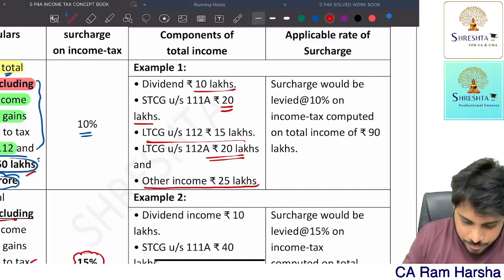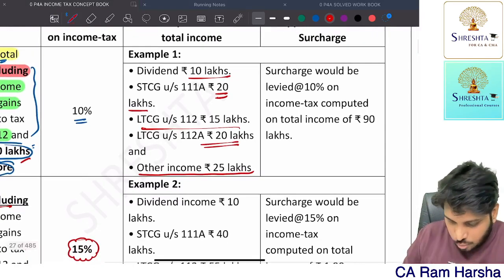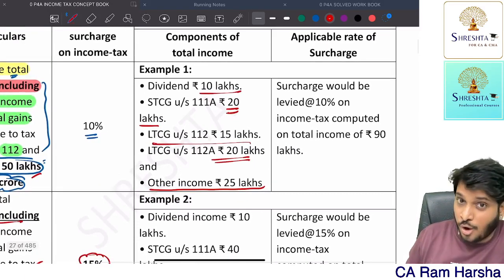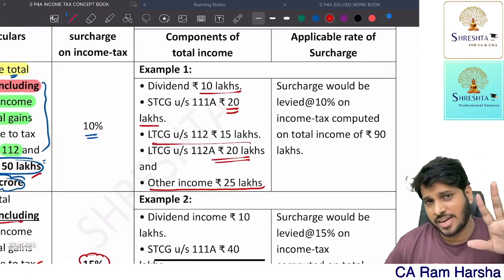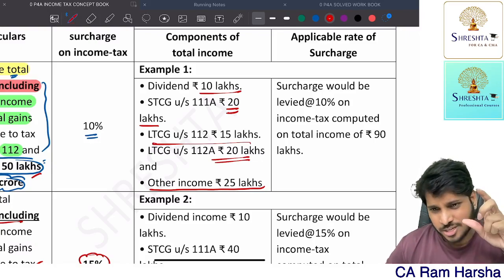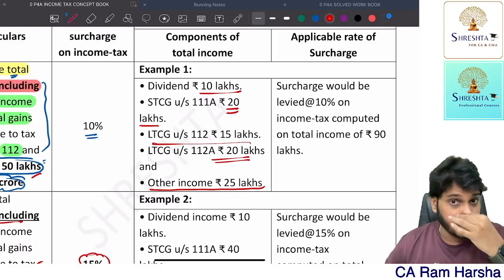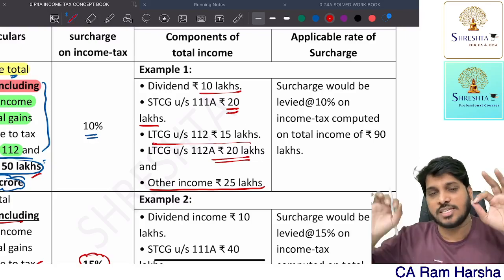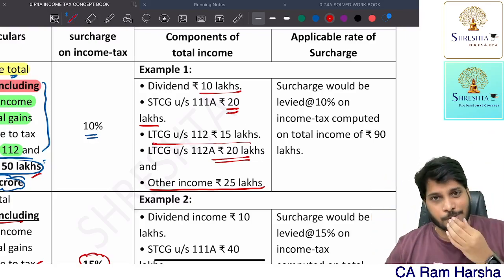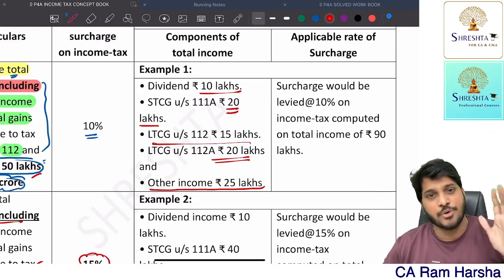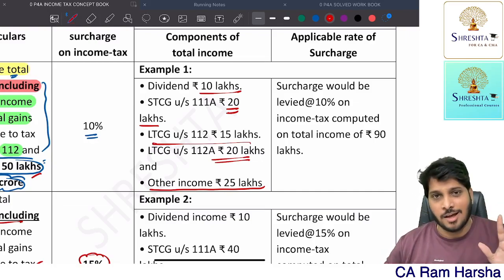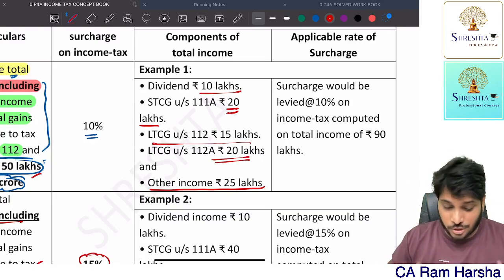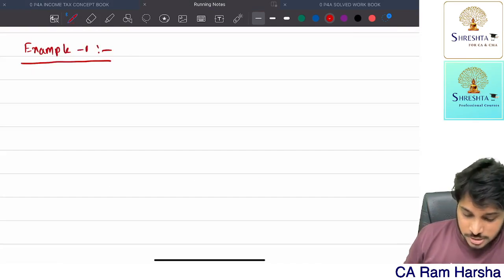Now you see, what are they saying? Example number 1, how to compute surcharge. We'll do one exercise. Right now you understood the concept, right? Just pause the video and try to compute on your own. What is the final tax amount? You try to compute on your own. Then we will check whether your answer is correct or not. So I will start my own answer.